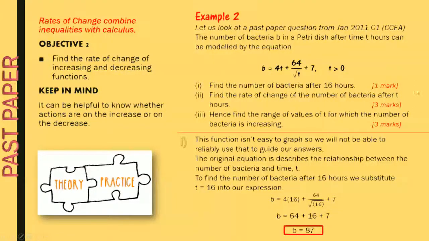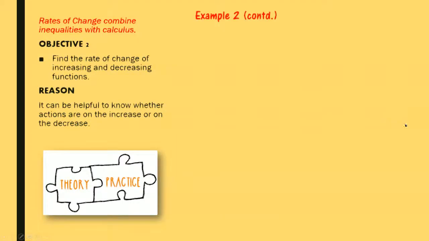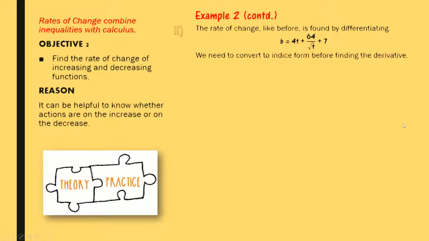First part done. Only a mark, nothing too strenuous or bad about that. If I move on to part 2, the rate of change, like before, is found by differentiating. So if I take my original expression like that, what have I got to do so that I can differentiate it? Well, one of the rules that we looked at in the last video was that we need to convert it to indice form before finding the derivative.